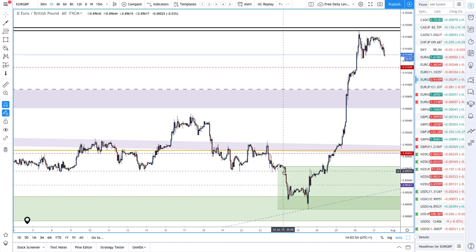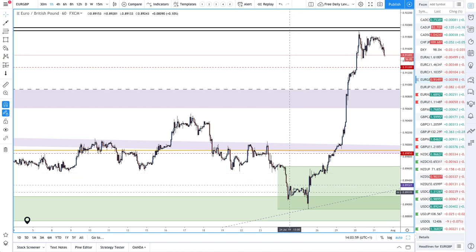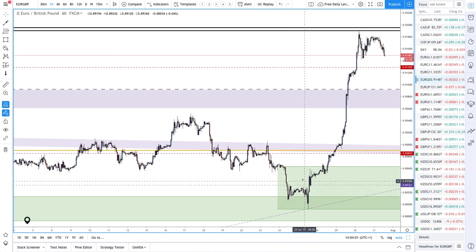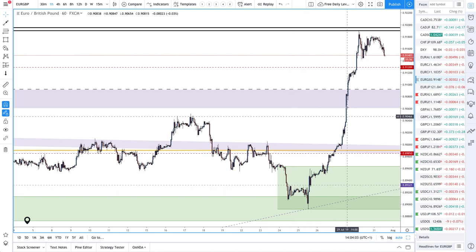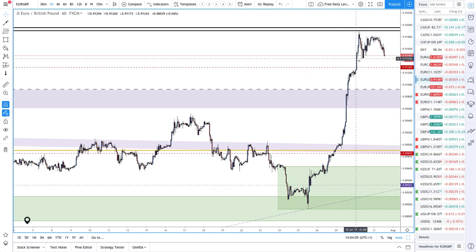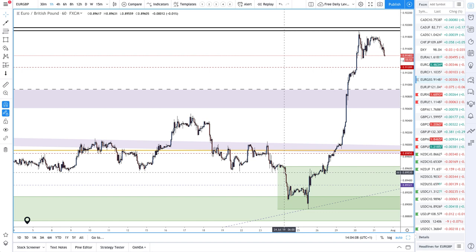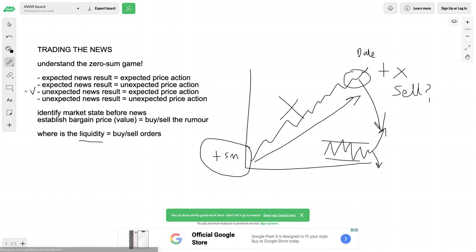So basically, long story short, the market took out all the stops, drew in short traders, which is also new sell orders, and then the market went about its merry way, which is what it wanted to do, and went higher. And again, the edge in the market was not with the expected news result, right? The market did the other thing, the other way. Yeah, it took out all the stops, went for the liquidity, and then went on its way.